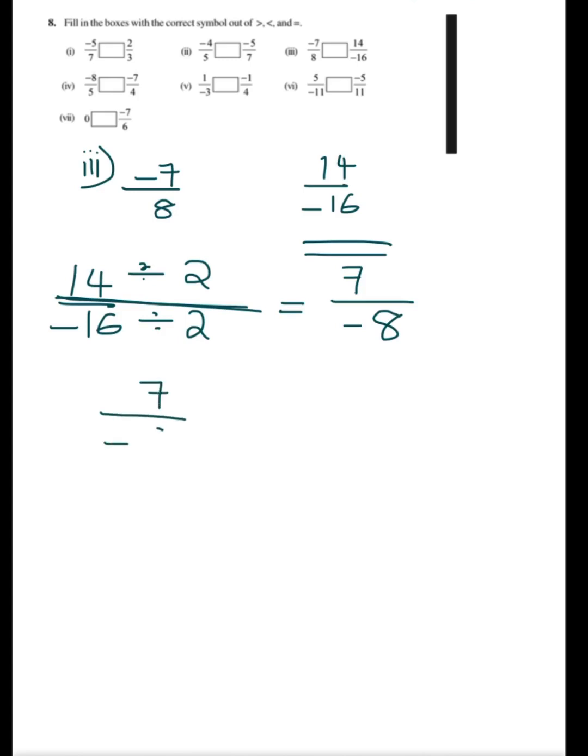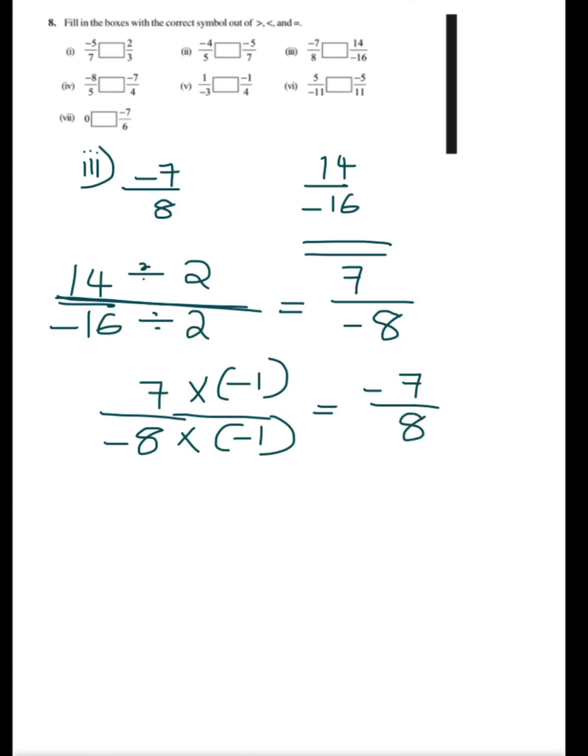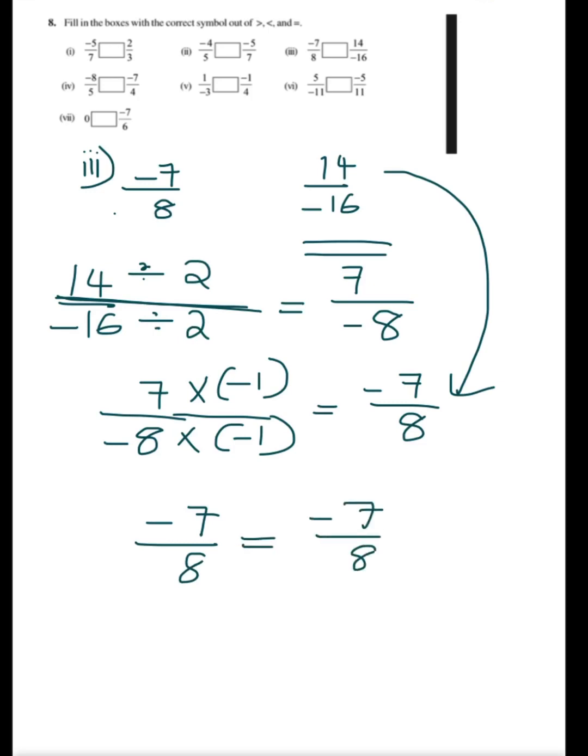Now suppose I am multiplying both denominator and numerator with minus 1. Then what will be the answer? Minus 7 by 8. Okay, so the second one turns into minus 7 by 8. And what about the first one? It's also minus 7 by 8. That means minus 7 by 8 is equal to minus 7 by 8. Or you can say minus 7 by 8 equal to, instead of 7 by 8, what was our question? 14 by minus 16. Okay, so here you will put the equal to sign. Now let's see the fourth question.